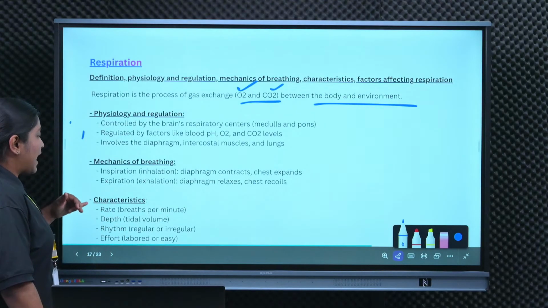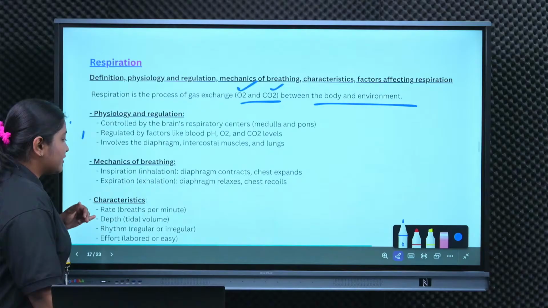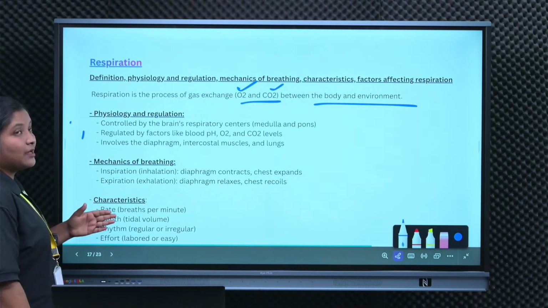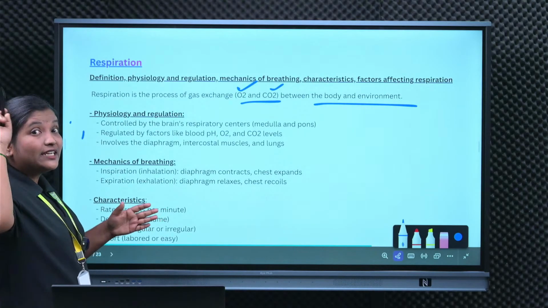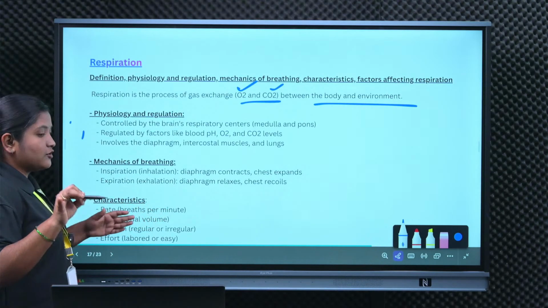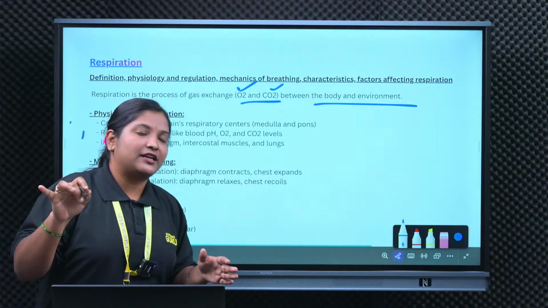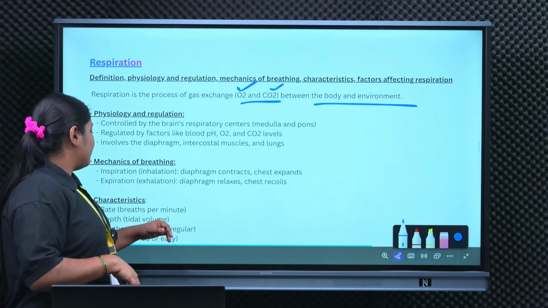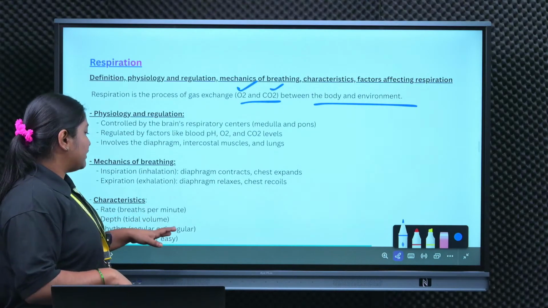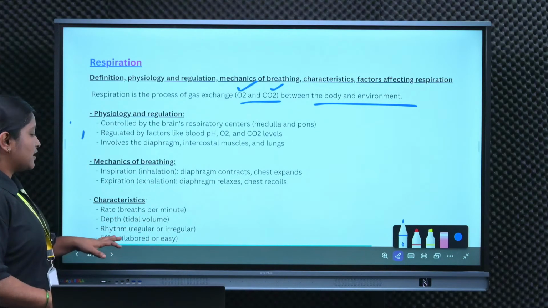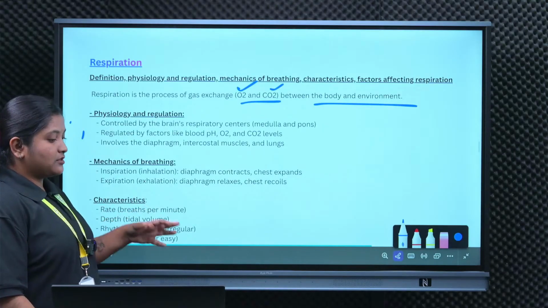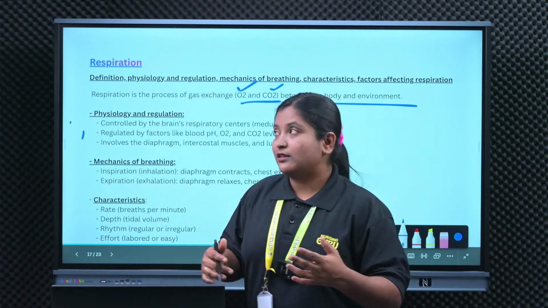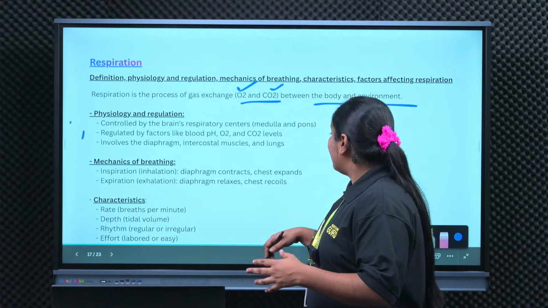Okay, the characteristics. The rate, breaths per minute. We are going to use breaths per minute. Pulse is beats per minute, so don't be confused. Pulse is beats per minute; respiration is breaths per minute. Then depth, tidal volume, which we are going to see, and rhythm, regular or irregular, and effort, labored or easy. Okay, the person is making an effort to take a breath; we are going to see that in the characteristics.